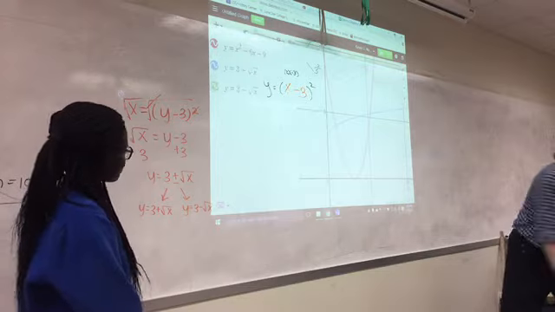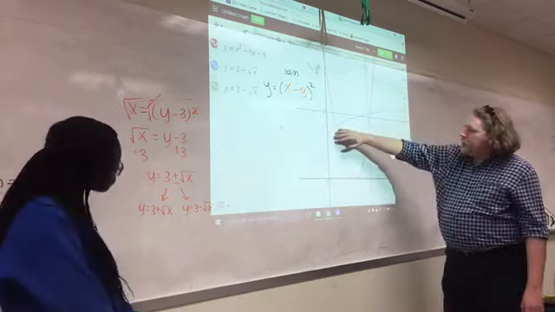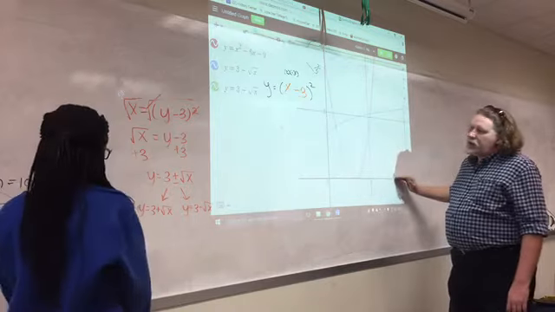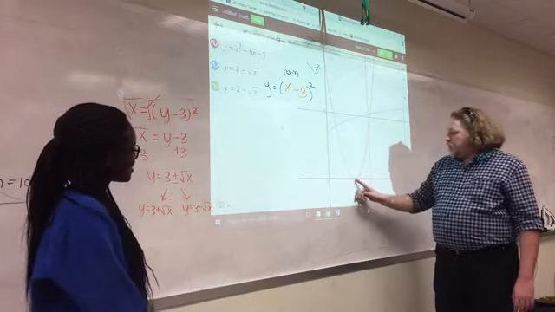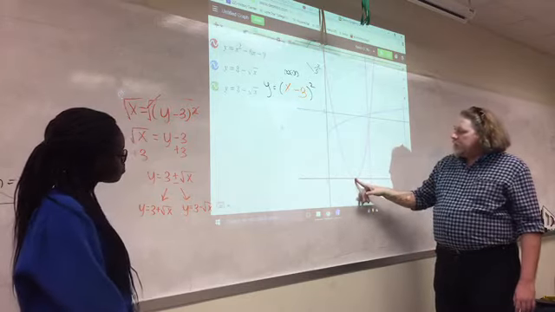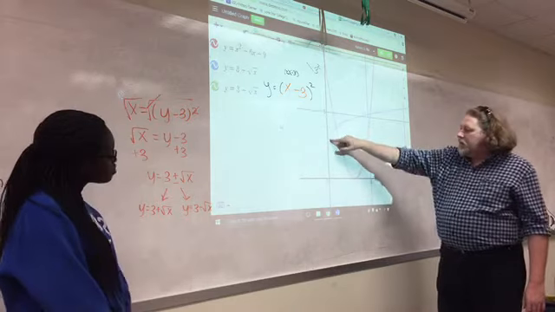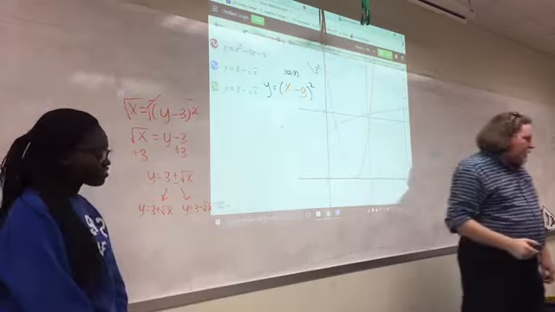There in blue is the positive square root, 3 plus root x. Here in green is the negative, 3 minus root x. Do we have a good match? We sure do. Here's our vertex at 0, 3. And here's the inverse vertex at 3, 0. This one's opening up, this one's opening to the right. Looks like we're doing great.